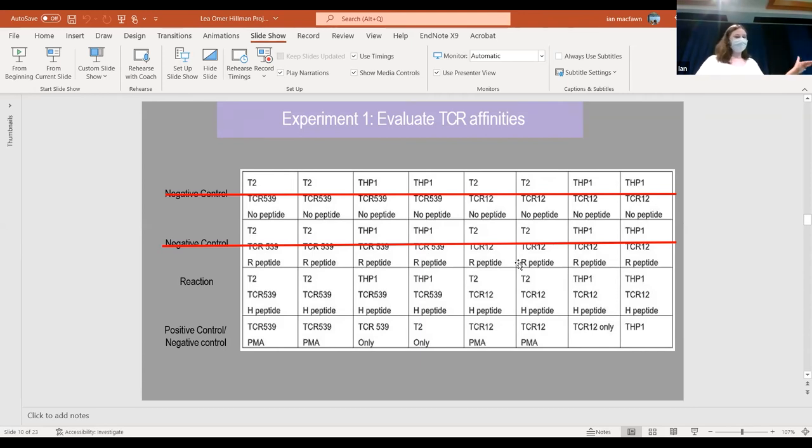So the third row is going to have our reaction, because we have that H peptide, which is the peptide that is cancerous or has that mutation, so we're going to see a reaction there. And at the bottom, the PMAs are positive controls, which should appear as a dark red color if the experiment is working correctly. And then we also have negative controls as a T cell receptor with nothing else in it, no stimulation, so it's not going to do anything.